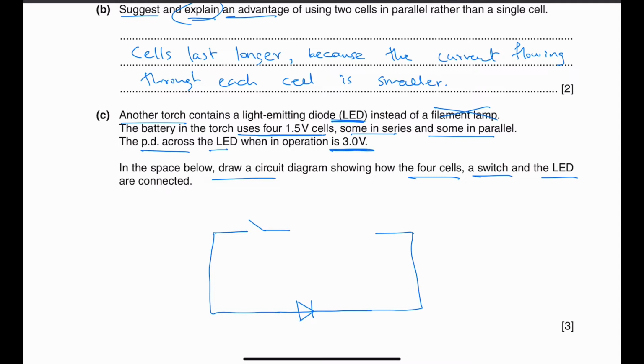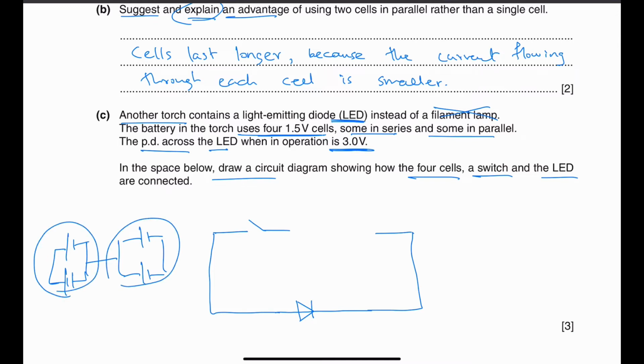But since we have 4 cells, what we can do is we could have 2 of them in parallel. So that would give you an EMF of 1.5, and then you can have 2 more in parallel, right? You can have 2 more in parallel like this. So this combination gives you 1.5 and this combination gives you 1.5, and since these are in series, together they will give you 3 volts. So this is what I'm going to make here. 1 cell, 2 cells, both in parallel.